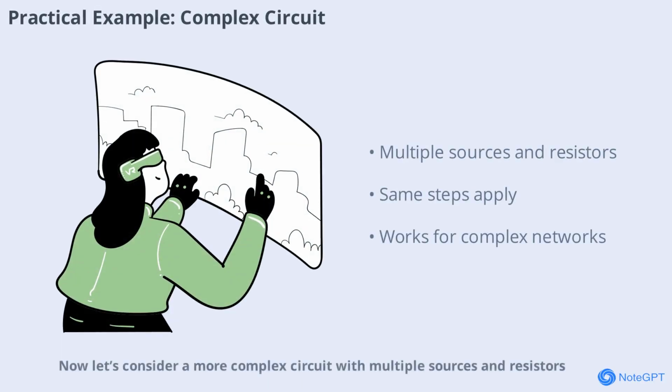Now let's consider a more complex circuit with multiple sources and resistors. Thevenin's theorem still applies. By following the same steps, removing the load, finding the open circuit voltage, calculating the Thevenin resistance, and reconnecting the load, you can simplify even the most complicated networks. This method is invaluable for engineers who need to analyze circuits quickly and accurately, regardless of complexity.